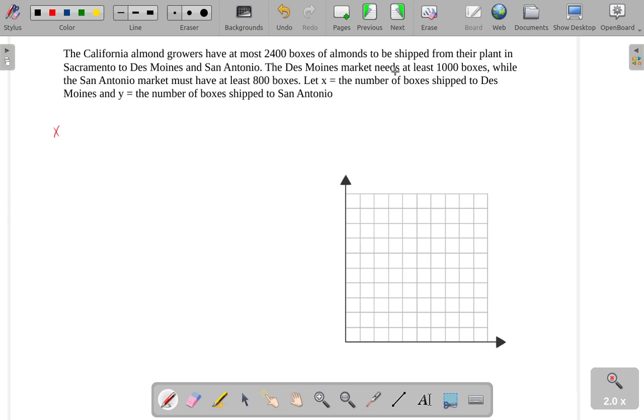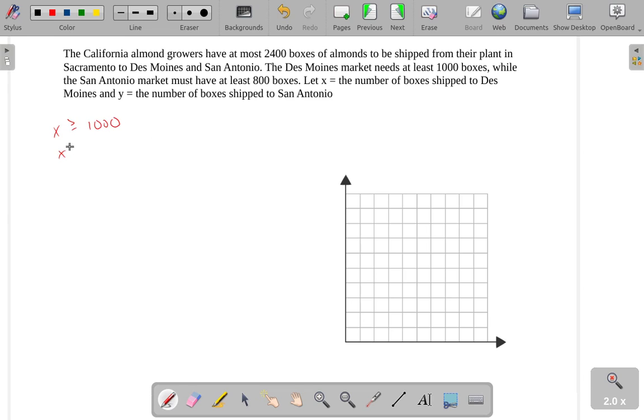So X is the number of boxes shipped to Des Moines. Let's see what kind of restrictions there are in the number of boxes shipped to Des Moines. Well, I know that there must be at least 1,000 boxes shipped to Des Moines. So we get X is greater than or equal to 1,000.